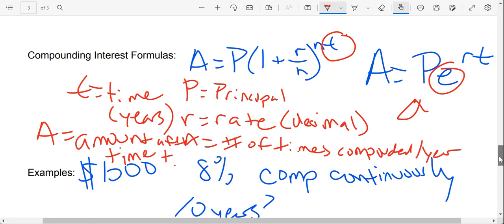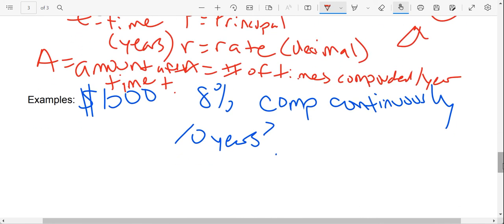Let's go down here. So down here, we're going to use the compounding continuously formula, that PERT. It's easy to remember, PERT, right? So we have A equals P base E to the power of RT. So say you're investing $1,000 at 8% interest compounded continuously. How much money will we have in 10 years?